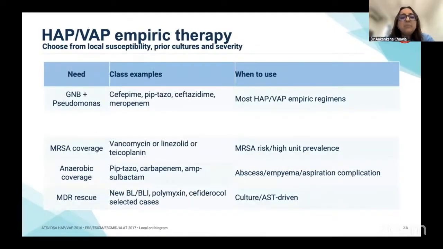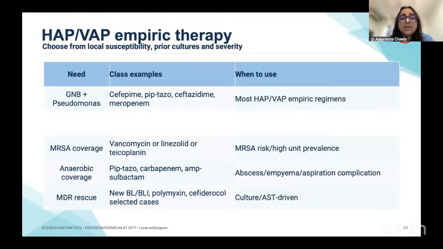So, what would an empiric regimen for a HAP-VAP include? So you have to cover a gram-negative bacteria along with Pseudomonas. So drug of choice would be cefepime or piperacillin tazobactam, ceftazidime or meropenem. MRSA coverage with vancomycin, linezolid or teicoplanin, where the risk of MRSA is high or your antibiogram or the typical unit has high prevalence. Anaerobic coverage when there is an aspiration complication, empyema or abscess, and your typical choice should be piperacillin tazobactam, carbapenem or ampicillin.